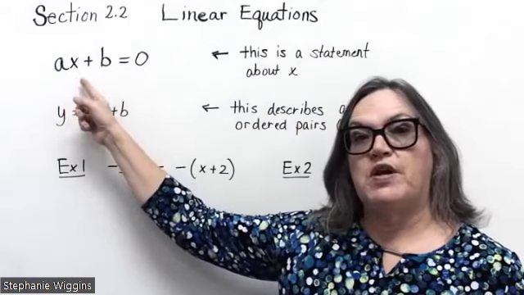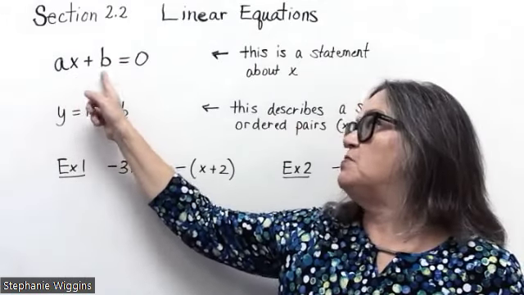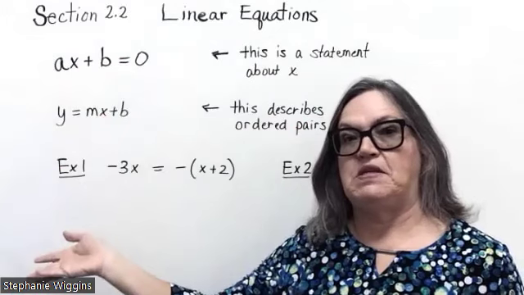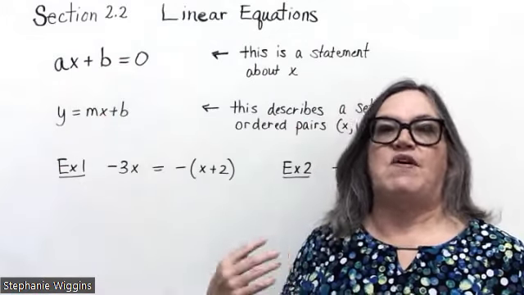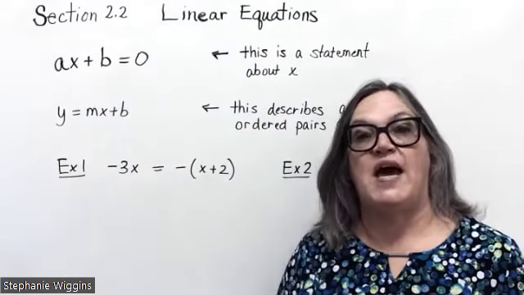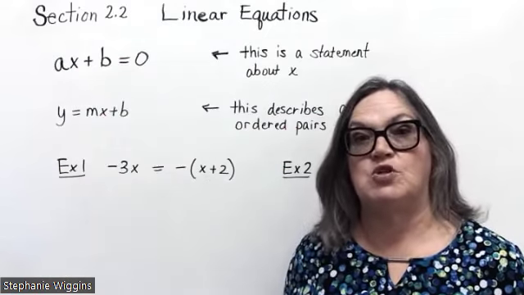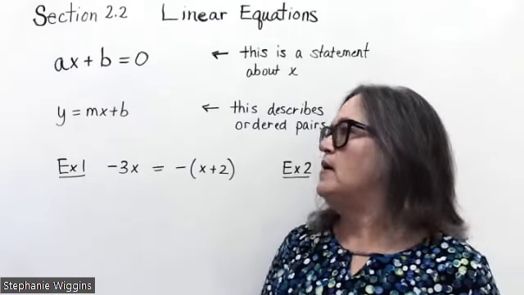This particular equation says that ax plus b equals 0. That's a statement, and there are only certain values for which, in fact one value for which, x will make the statement true, okay?